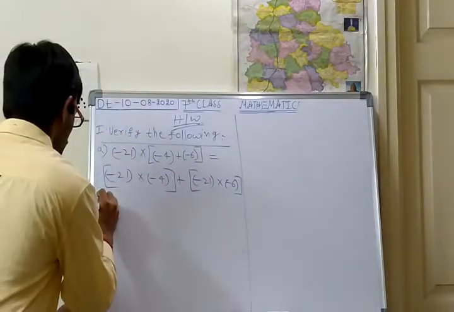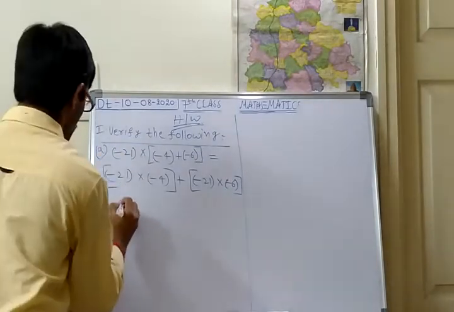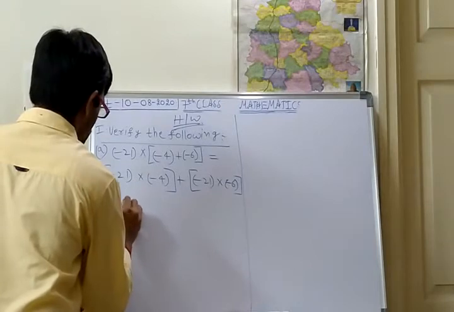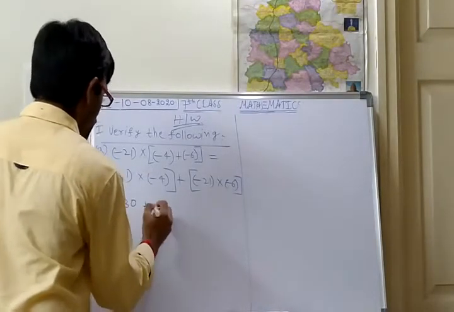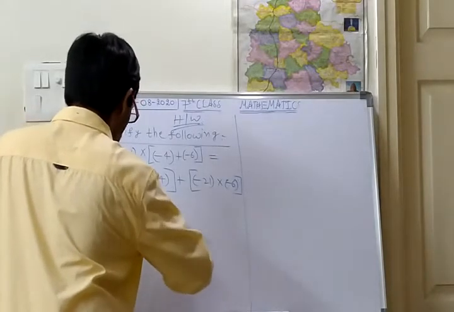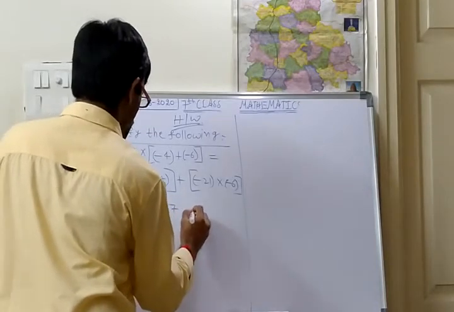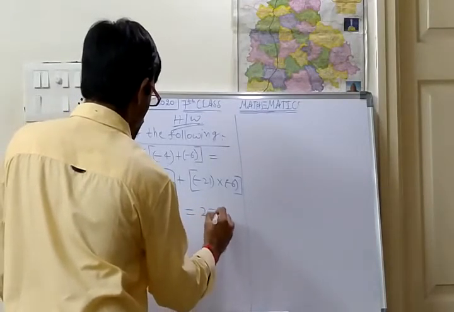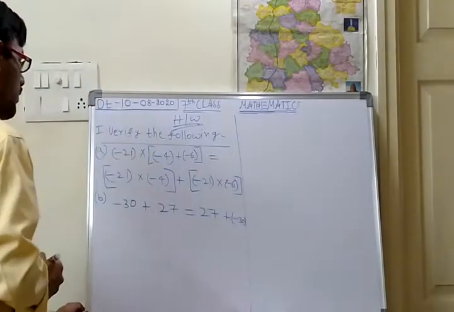Next, on the second one: minus 30 plus of minus 30 plus 27 is equal to 27 plus of minus 30. Okay.